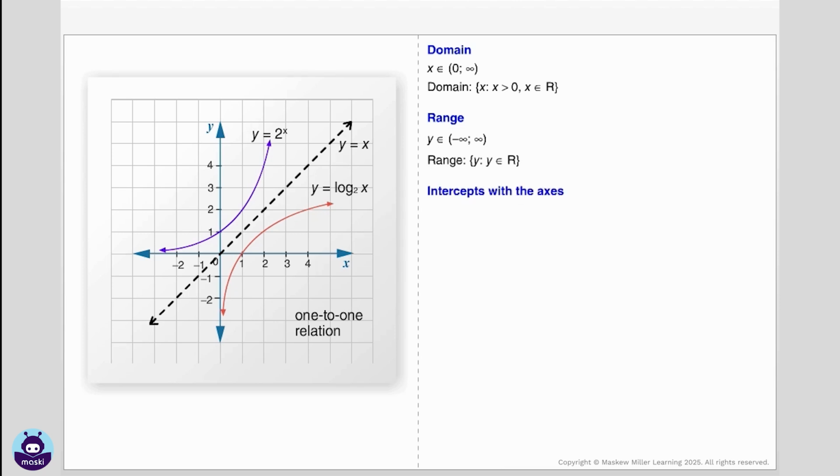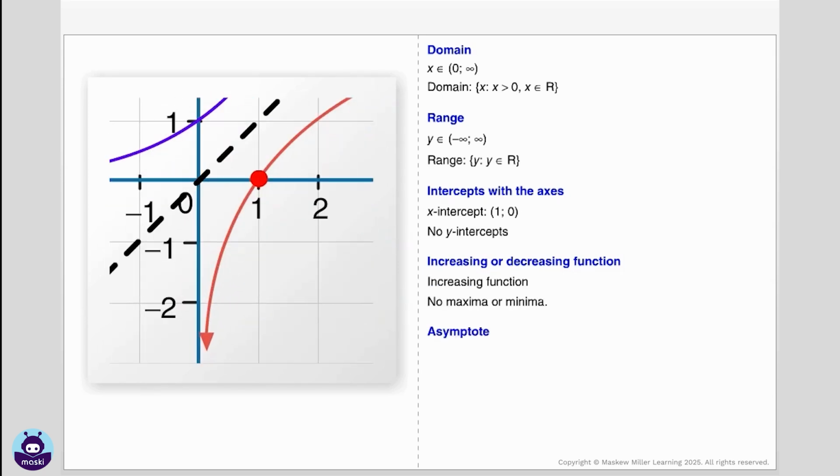Intercepts with the axes. The inverse of the exponential function cuts the x-axis at 1, 0. x-intercept 1, 0. Increasing or decreasing function. The graph of f inverse x exhibits an increasing trend. As x increases, the y value also increases. Asymptote. The function comes closer and closer to the y-axis, but never intersects the y-axis.